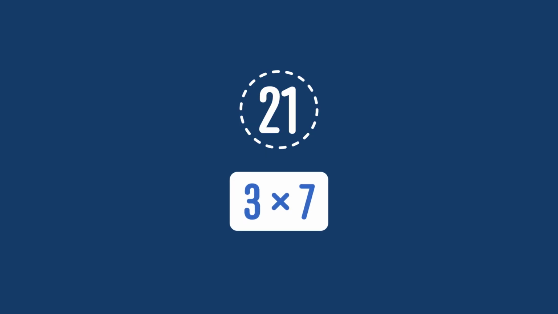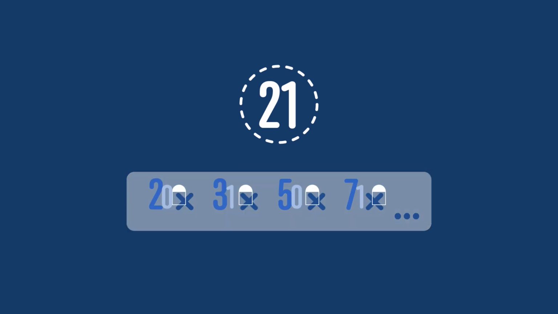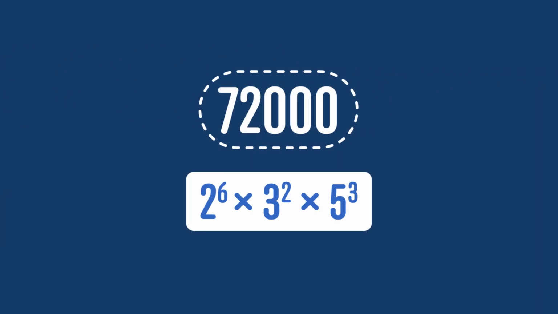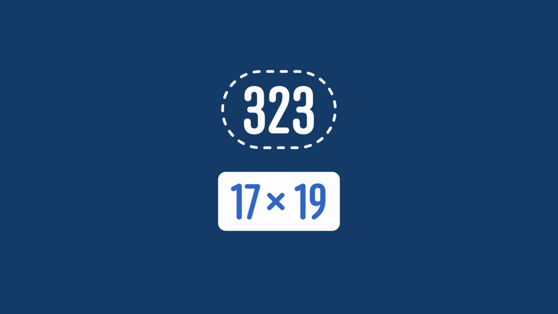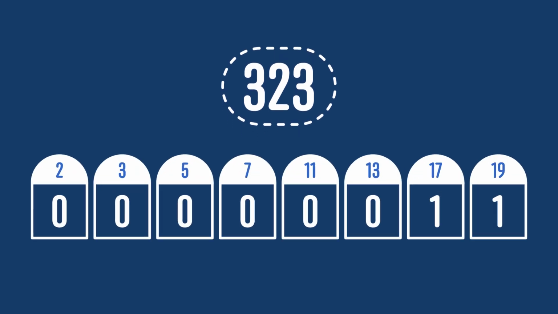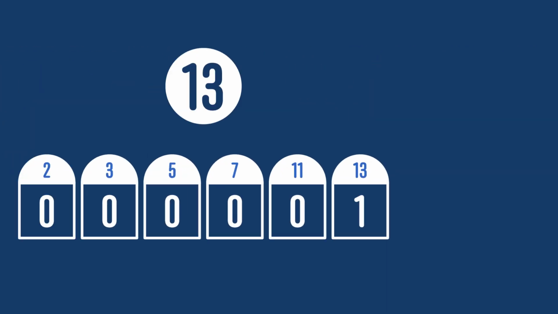So 21 is 3 times 7, which is 2 to the 0 times 3 to the 1 times 5 to the 0 times 7 to the 1, and so on. So its representation would be 0101. 72,000 is 2 to the power of 6 times 3 squared times 5 cubed, so its representation would be 623. Numbers with fewer small prime factors will have lots of zeros at the start, like 323, which is 17 times 19, so that would be 00000011. And of course, prime numbers themselves are easily identifiable in this representation because their list will contain just a single 1, so 13 would be 000001, for example, and 2 would just be represented by the list containing a single 1.